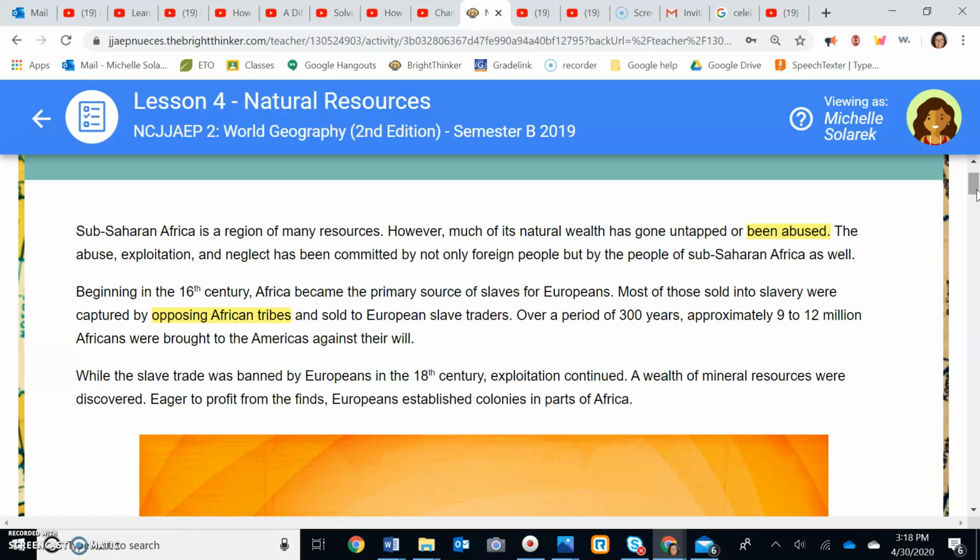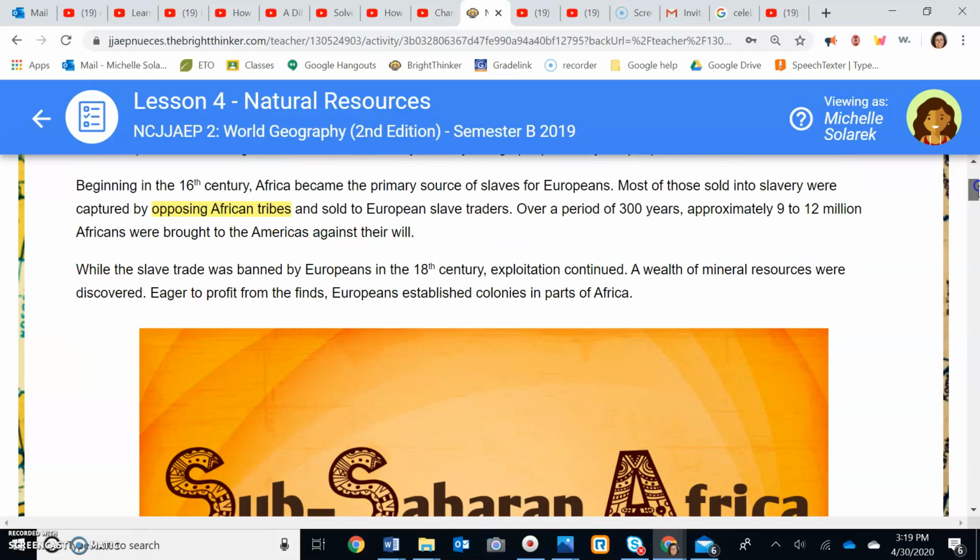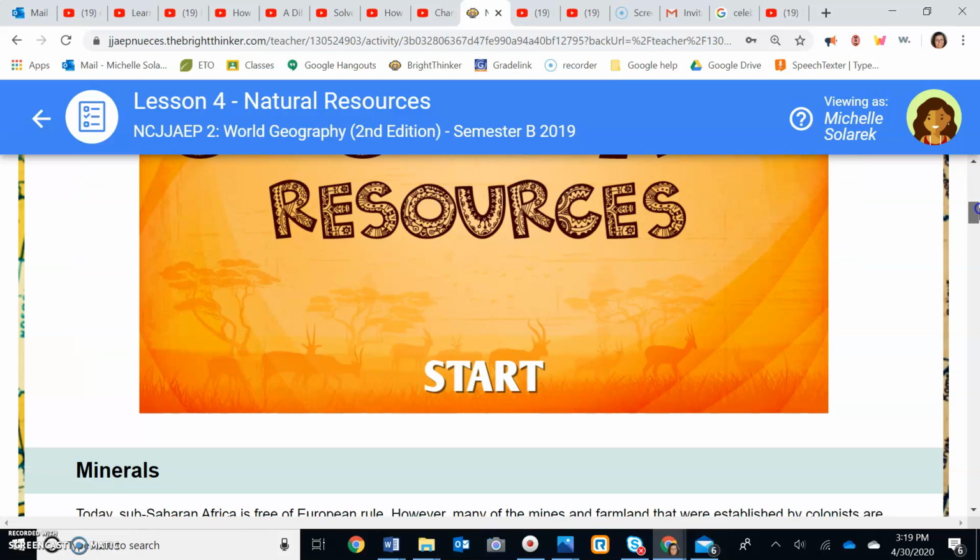So of this whole subject that's uncomfortable to talk about, the thing that we're going to concentrate on for our answer is that most of those sold into slavery were captured by who? Who captured and sold slaves to the Europeans? Other African tribes. So you can write opposing African tribes for number 2 or other African tribes. Two African tribes would fight, one would win, one would lose, and the losers got sold as slaves. It was a bad formula, but unfortunately it's part of history.